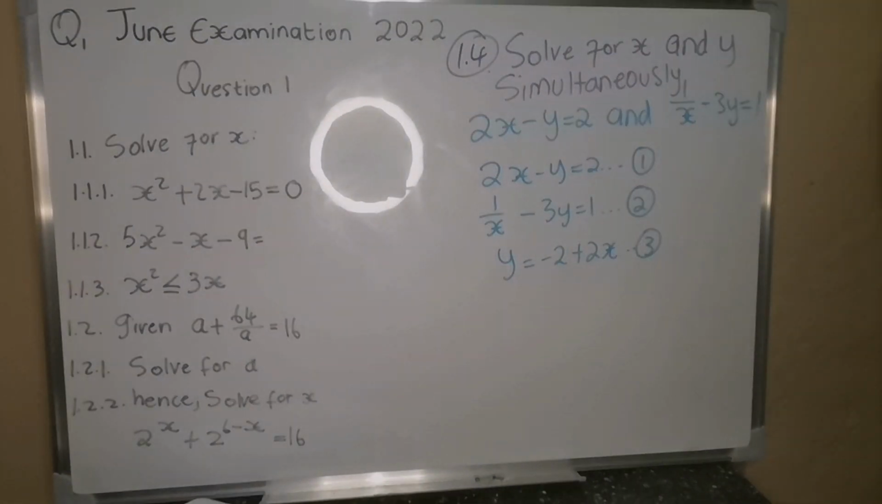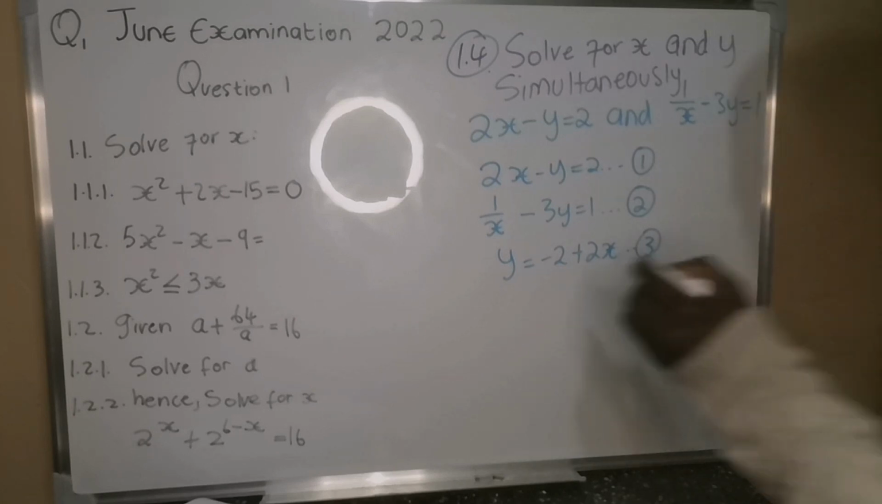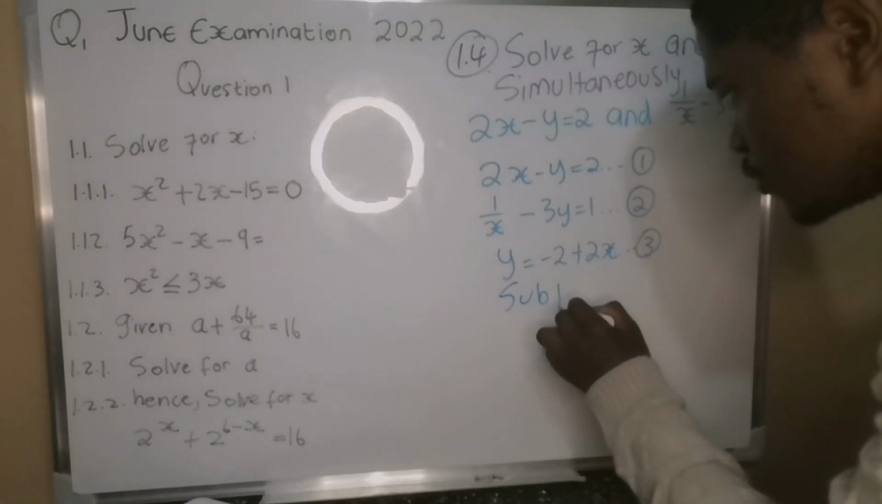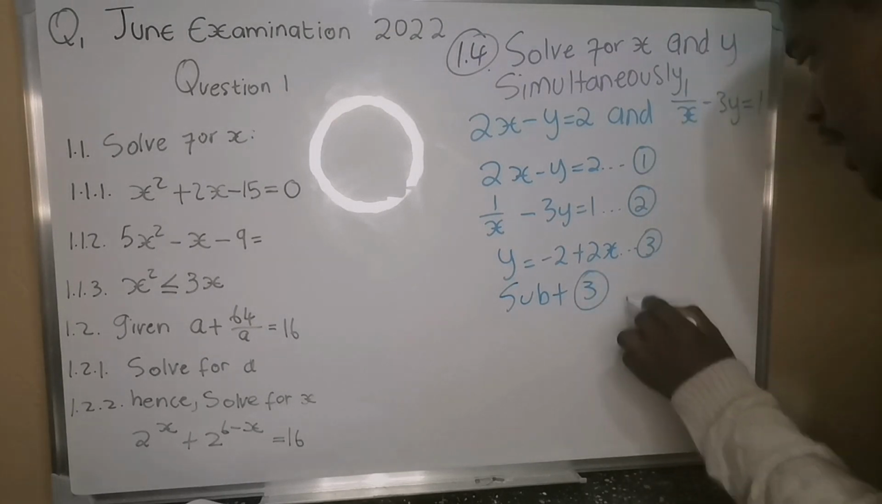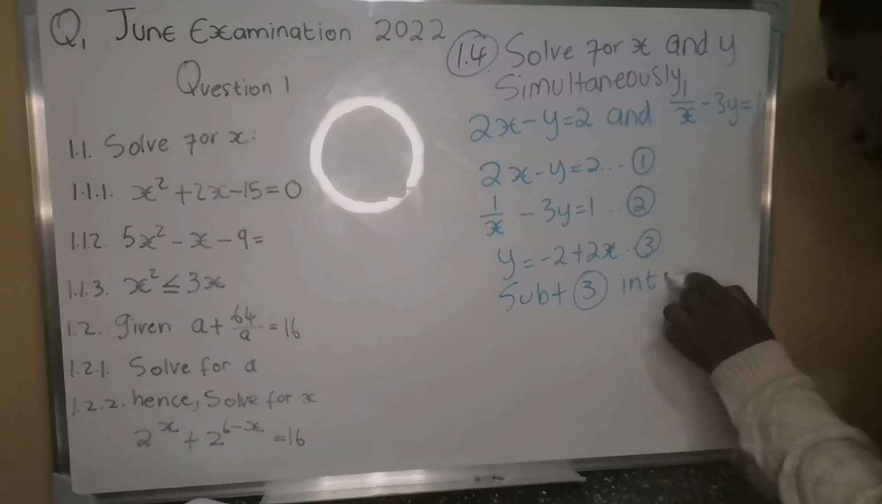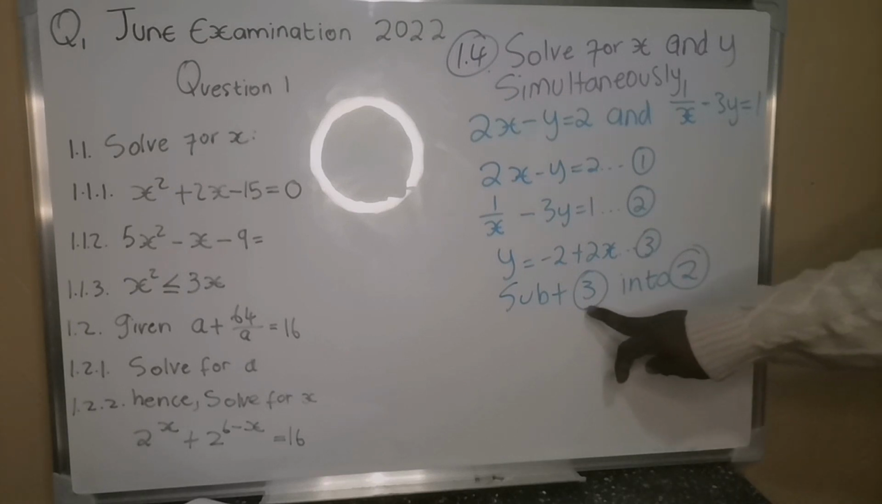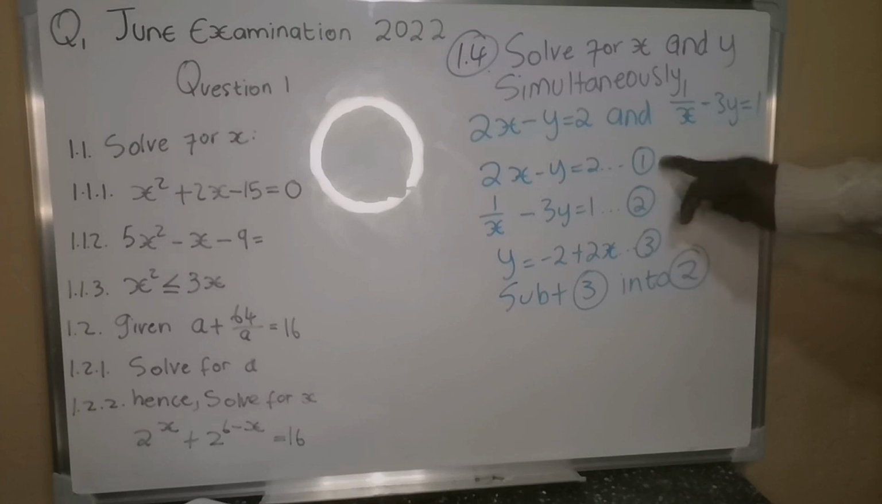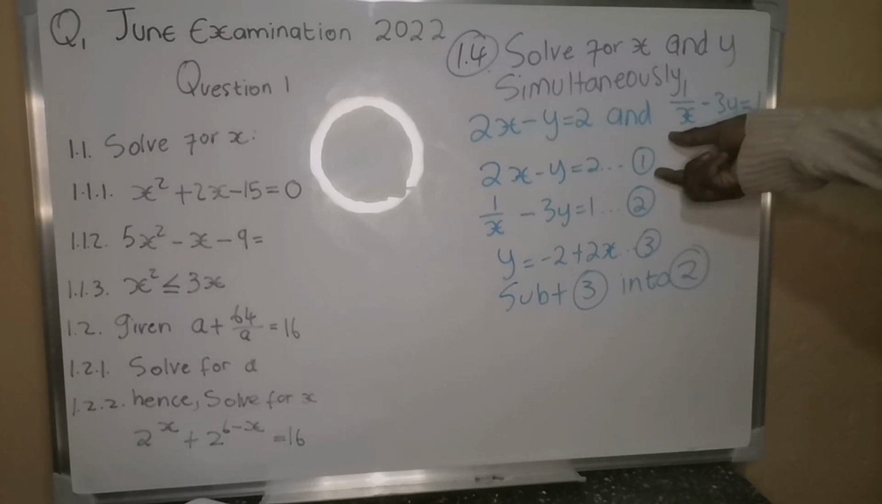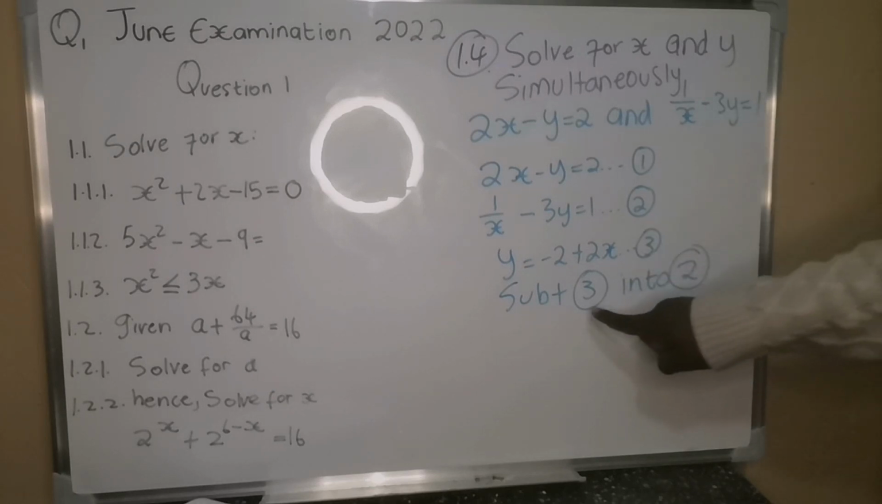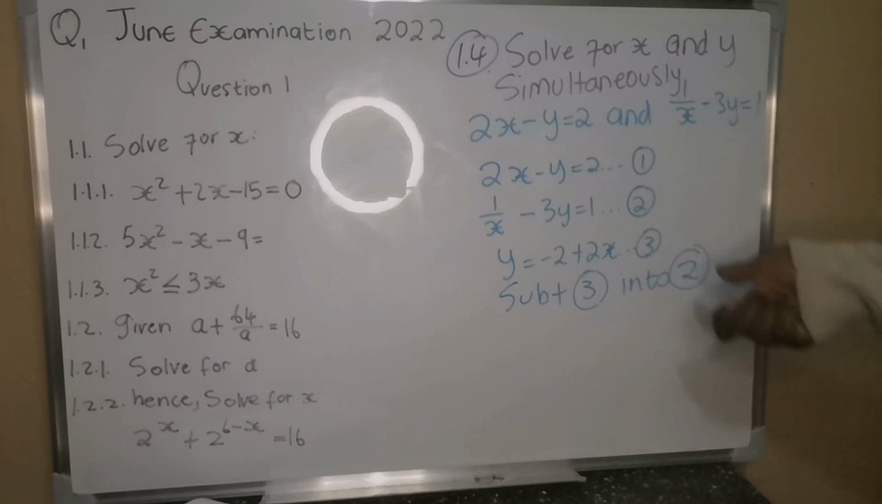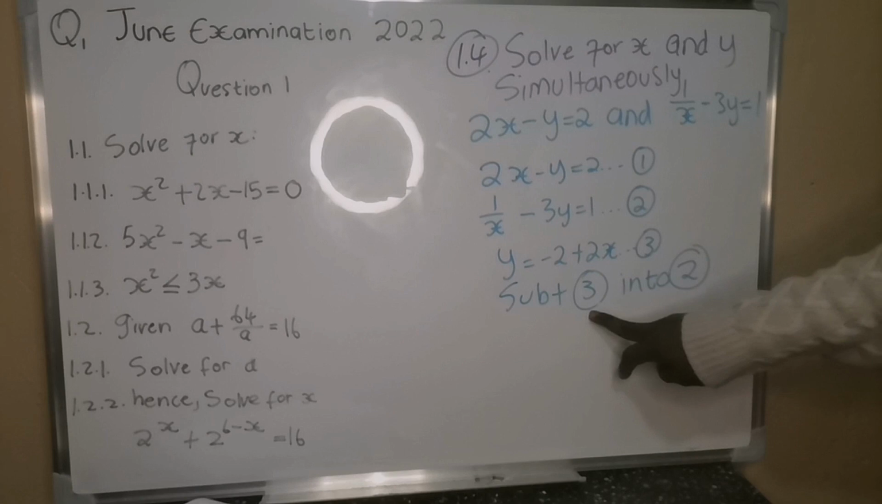Now, since I found my equation number 3, I need to substitute equation number 3 into equation number 2. You cannot substitute equation number 3 into equation number 1, because you already used equation number 1 to find equation number 3. So you just use the different equation. Then I use equation number 2. Substitute 3 into 2.